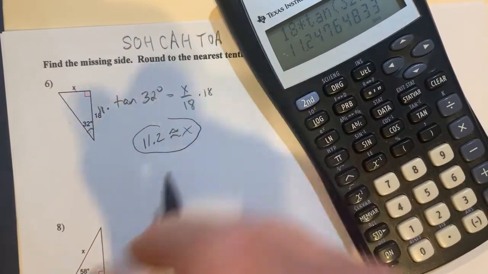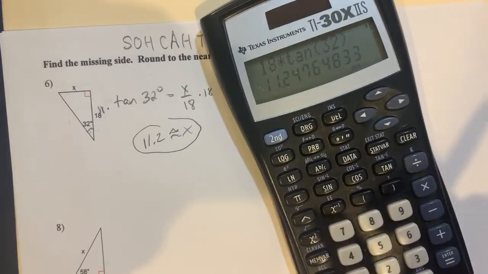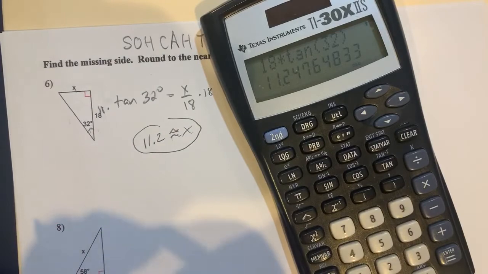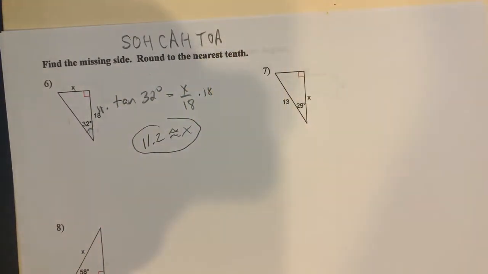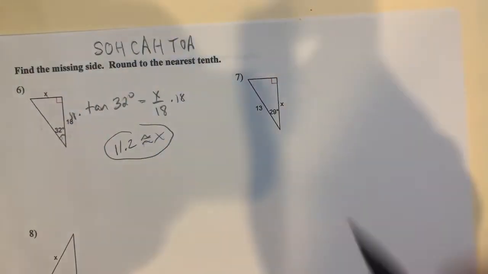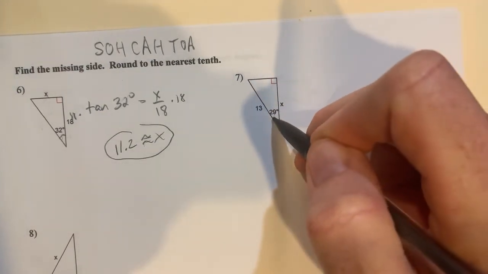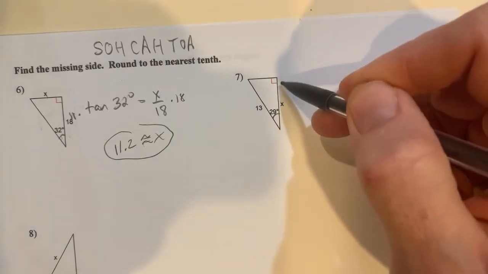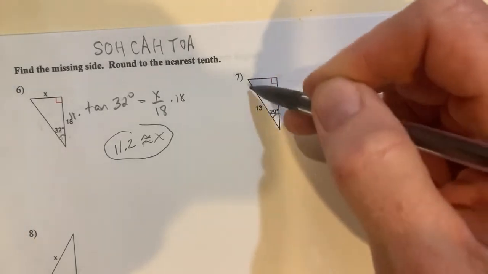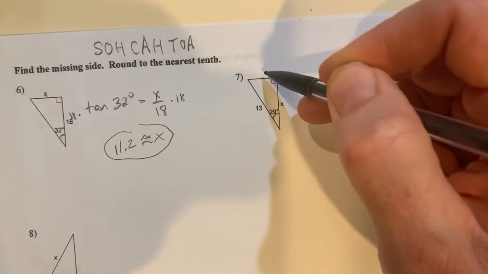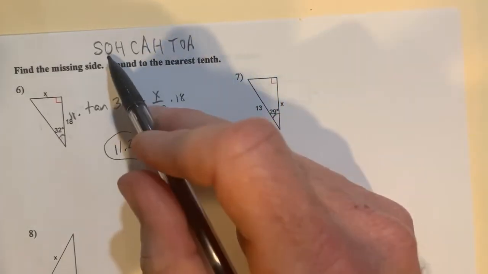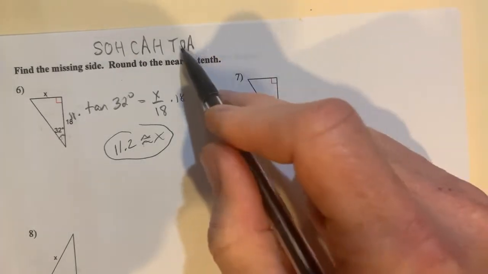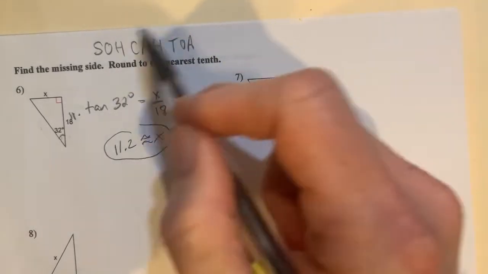So I use these approximate symbols to do that, because they're not exact. I had to round. So the length of that side would be 11.2 units. Do the same thing here. We are dealing with this angle, and what I see here is we have the adjacent leg and the hypotenuse. I don't know anything about the opposite leg, so the one that deals with the opposite leg is sine, so I'm not going to use that. And it also uses tangent, so I'm not going to use that. It's got to be cosine.